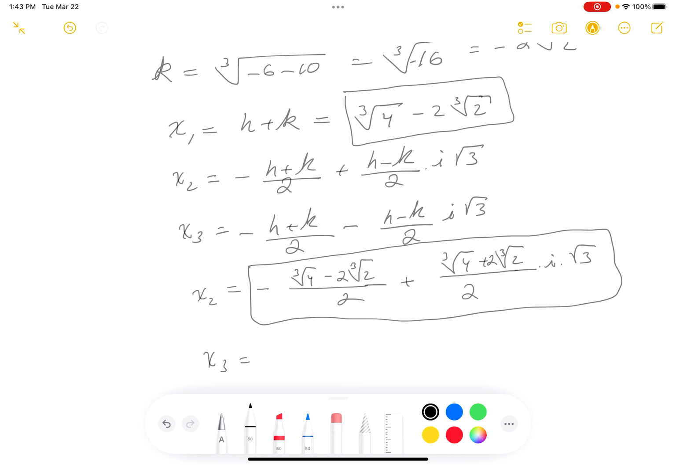And let's put down x3. What's that going to be? Well, minus, let's put this down, cube root of 4 minus 2 cube root of 2 over 2. Then we have minus. You should note that the complex roots are occurring in conjugate pairs. This is true for real coefficient polynomials.